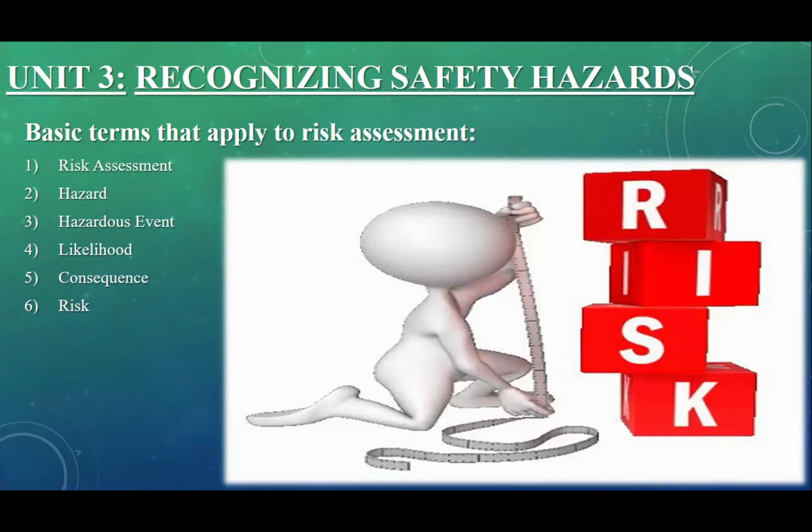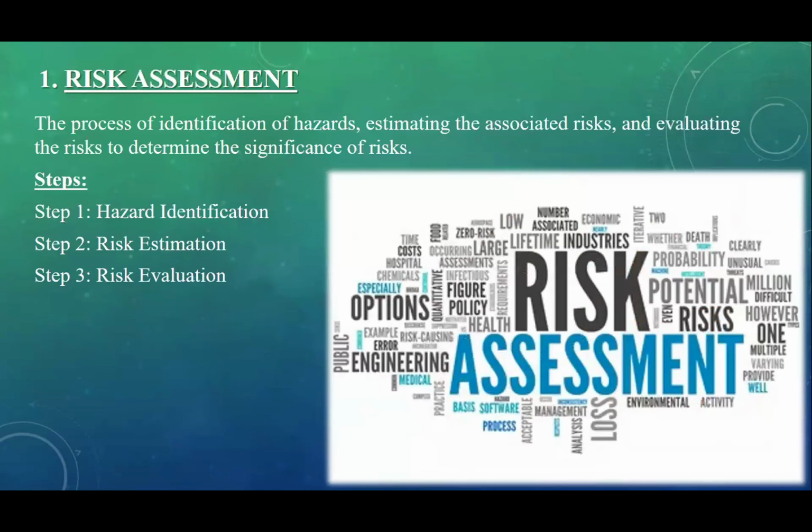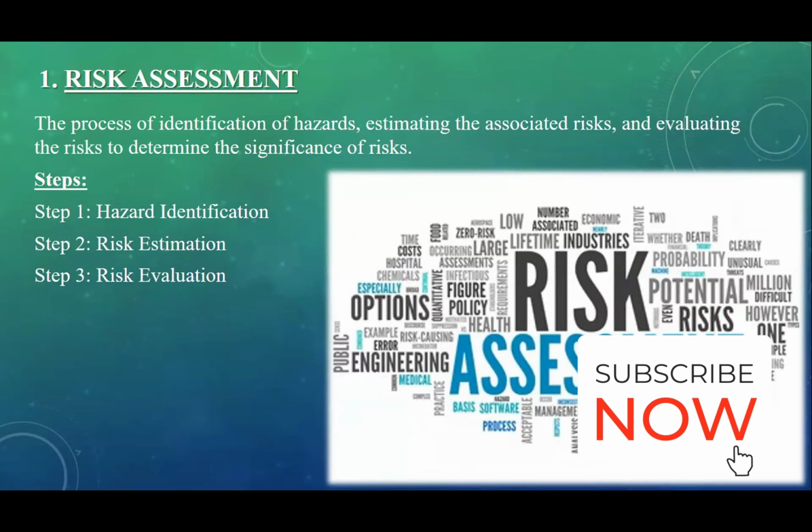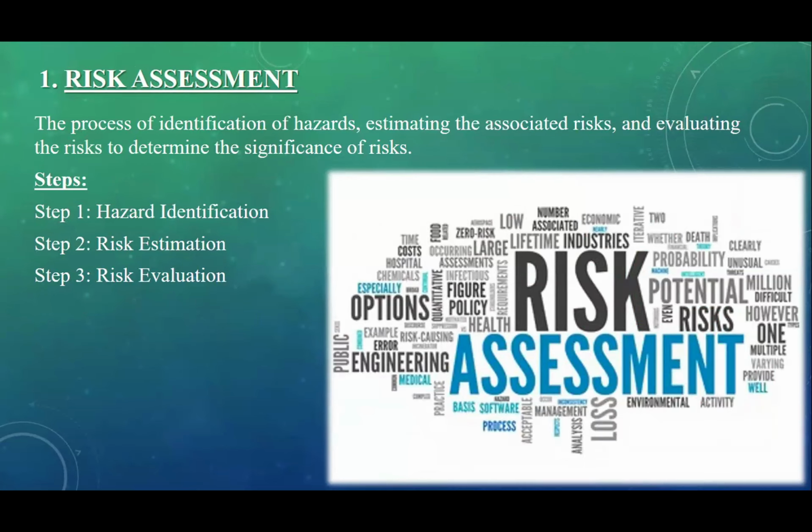Let's proceed and go through each of the terms. The first one is the risk assessment. It is a process of identification of hazards, estimating the associated risks, and evaluating the risks to determine the significance of risk. Here we have 3 steps to assess the risk. The first is hazard identification. The second step is risk assessment, and the third is risk evaluation.